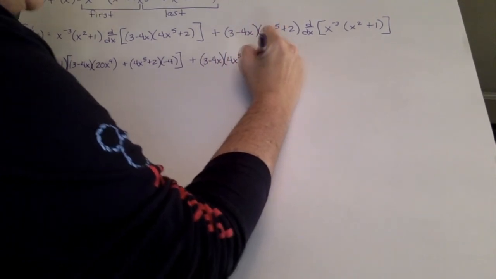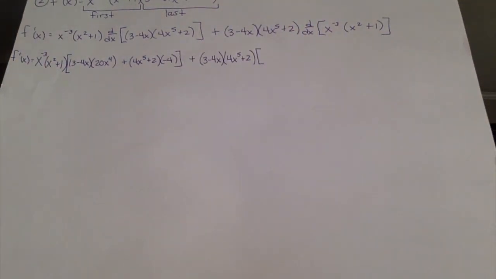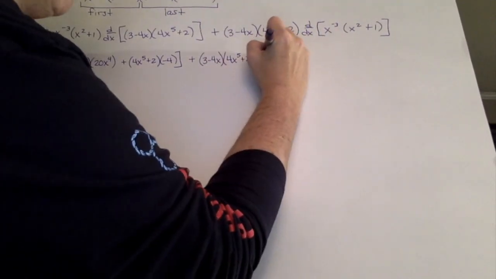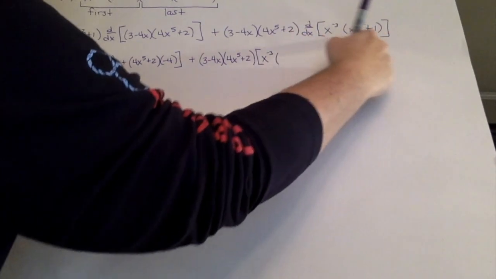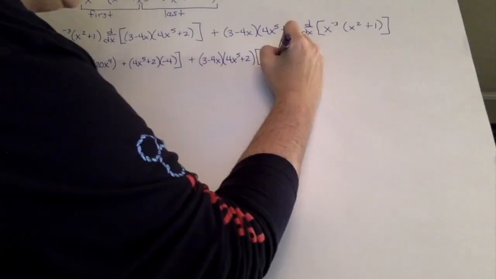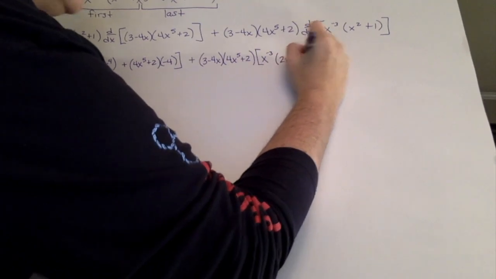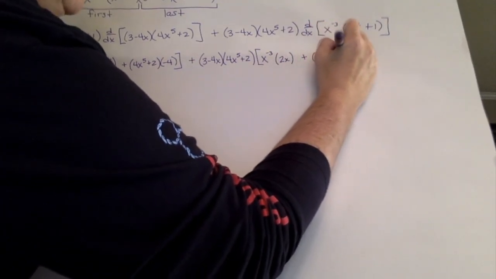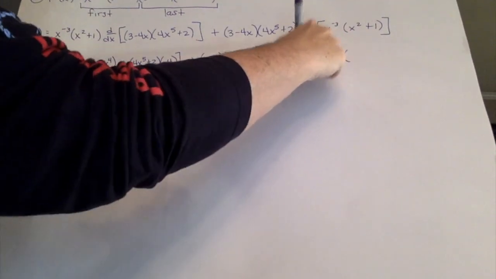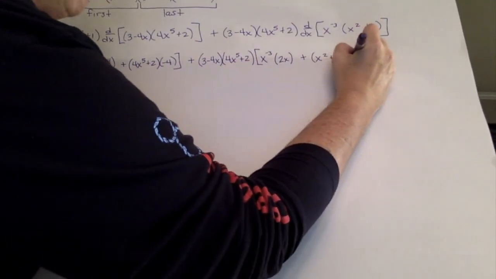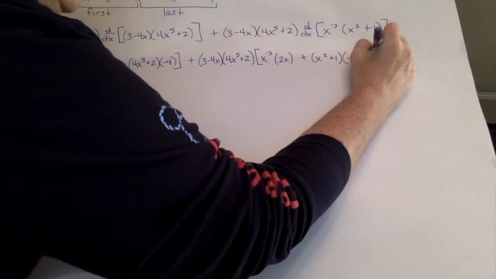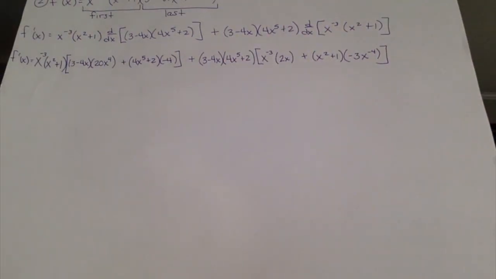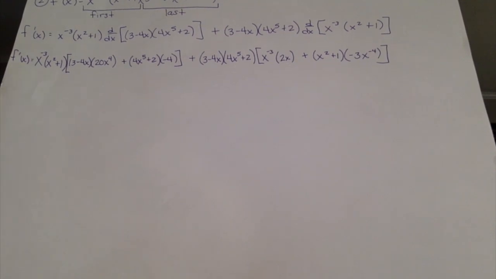And then I've got this derivative, which again is going to be another product rule, which is first, x to the negative third, times the derivative of the last, the derivative of x squared plus 1 is 2x, plus last, x squared plus 1, times the derivative of the first. The derivative of x to the negative third is negative 3, x to the negative fourth. Okay. Now, we've actually done all of the derivative stuff that we need to do. The whole rest of this problem, again, is algebra.